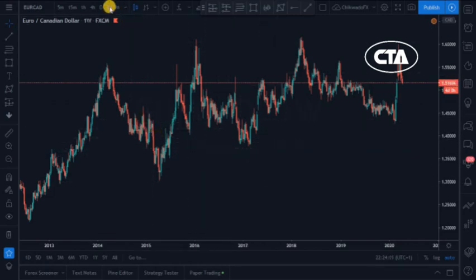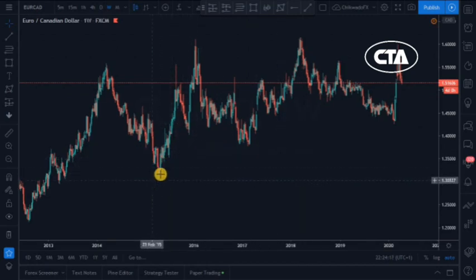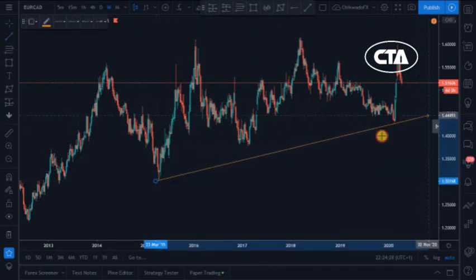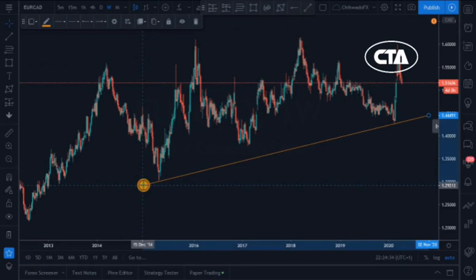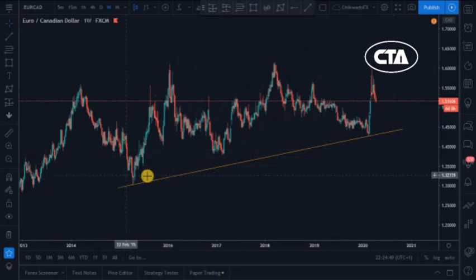So I like to start from the weekly time frame. And when I look at the weekly time frame, one of the first things I observe is that there's a low here, there's a higher low, and then there's also another higher low. So what I like to do is I take a trend line and then connect the lows. It's not going to be exact, but at least you need to get 2-3 touches on your trend line for it to actually be a very, very valid trend line. So now I've connected the lows, right?